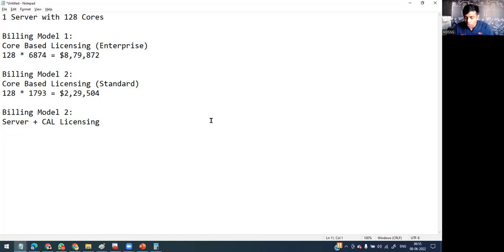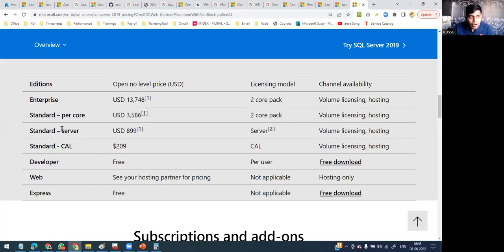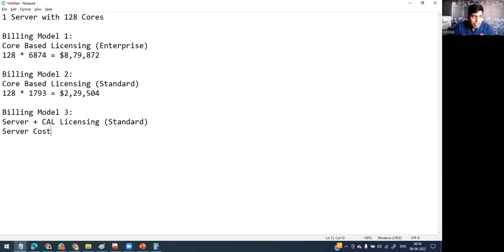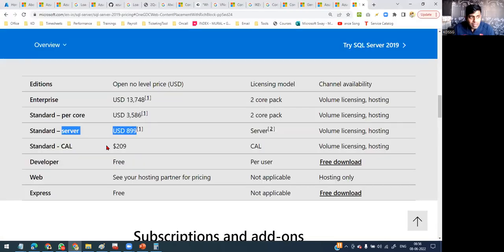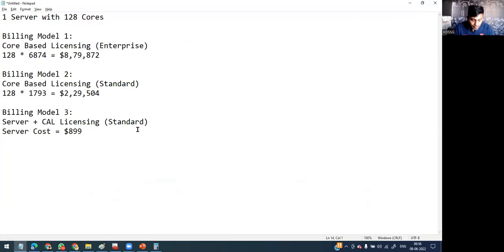Or third option, billing model 3, which is nothing but server plus CAL. This also is standard edition, right? Because server plus CAL is not available in enterprise edition. It is available only in standard edition, sir. Then how much you pay is, you don't care about cores here. You care about cost. So server cost is how much? $899. So server cost is equal to $899. And CAL, client access license, for the clients who are accessing, is $209, sir. CAL cost equal to, okay.